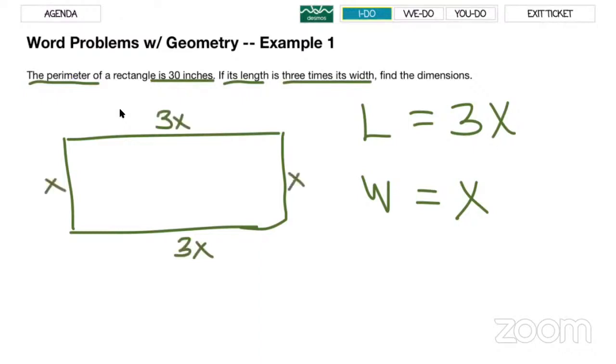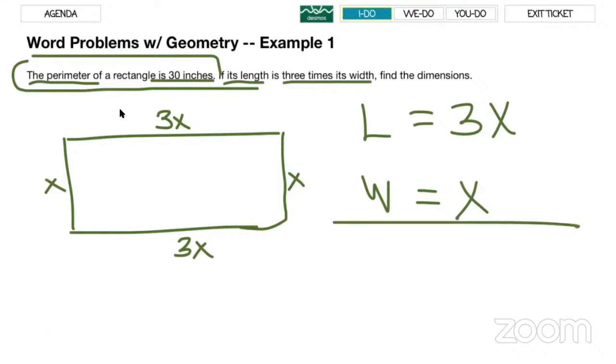And we need to use the fact from the first sentence right here, the perimeter. The perimeter means you need to add them all and make it equal 30. Okay, so I need to write a little bit tiny because I don't have much spot left. X plus X plus 3X plus 3X, because I'm adding all the way around the rectangle, and that is equal to 30, okay?